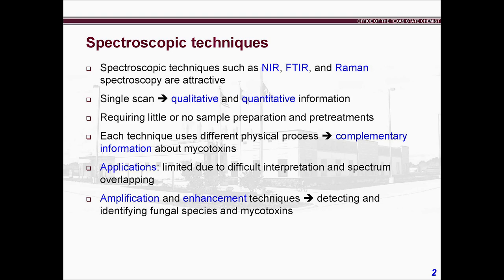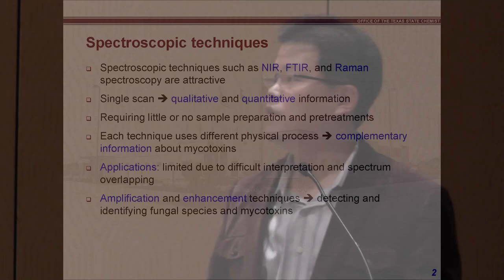contaminated samples. Therefore, a rapid, sensitive, and accurate method with minimum effort and cost for early screening of mycotoxins should be developed to offer real-time monitoring of aflatoxin contamination in samples. So, spectroscopic techniques such as NIR, FTIR, Fourier transform infrared spectroscopy, and Raman spectroscopy are attractive because with a single scan, they can provide qualitative and quantitative information pertaining to mycotoxin components and structures.